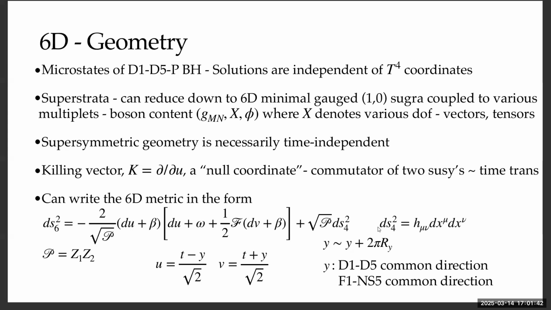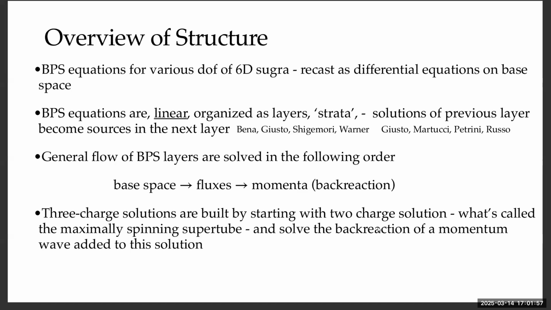So the D5 wraps the S1 and the T4, but because we're allowing the theory not to depend on the T4 directions, the remaining... That's right, exactly. So you obtain a system of BPS equations. Because this is a supersymmetric theory, you get BPS equations.